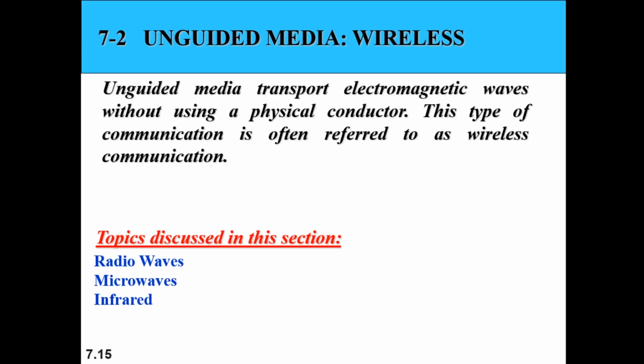Now the second category of media is wireless communication. Unguided media transport the electromagnetic wave without using any physical conductor. There is nothing solid, nothing physical involved. Rather we have only free space, we have air to communicate. Depending upon which frequency range you are going to operate, we have different categories of wireless transmission, like radio wave transmission, microwave transmission, and infrared or optical transmission.